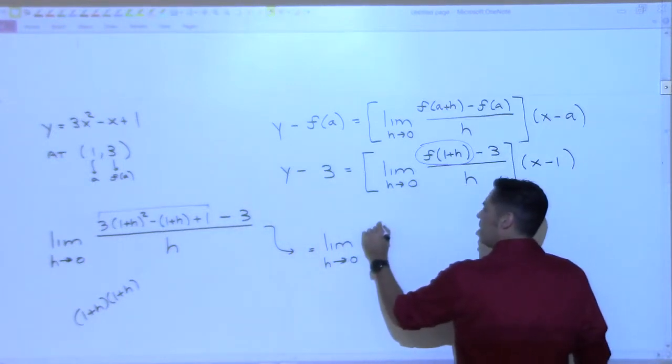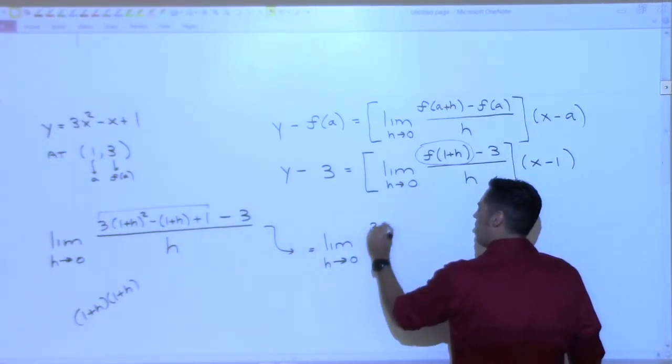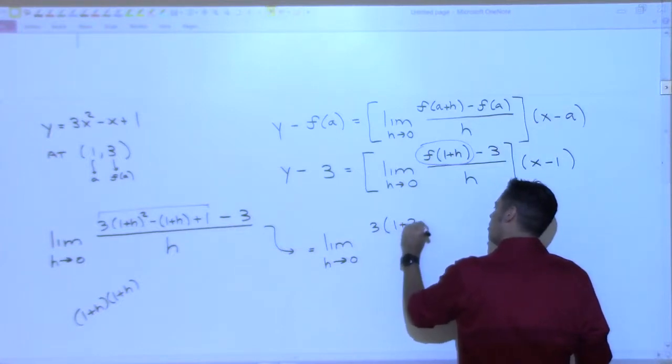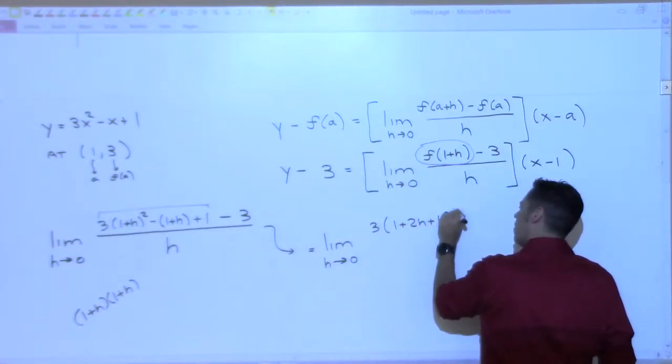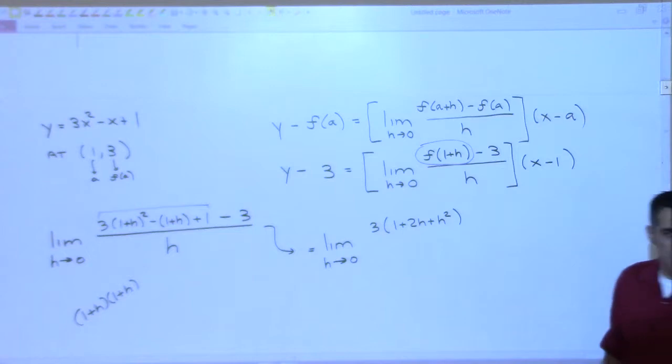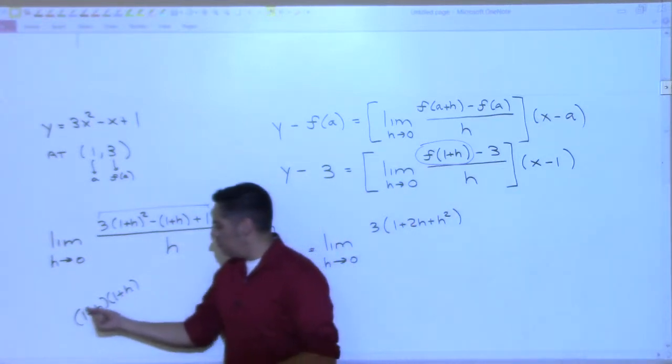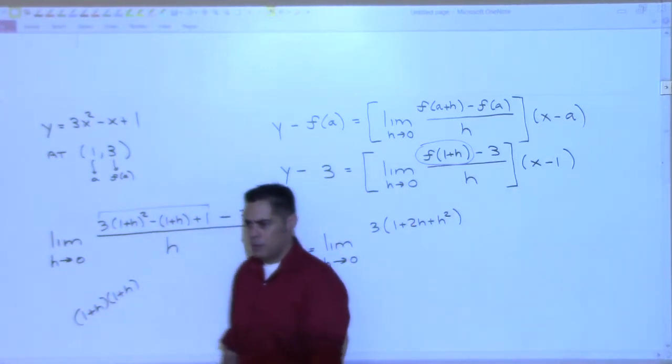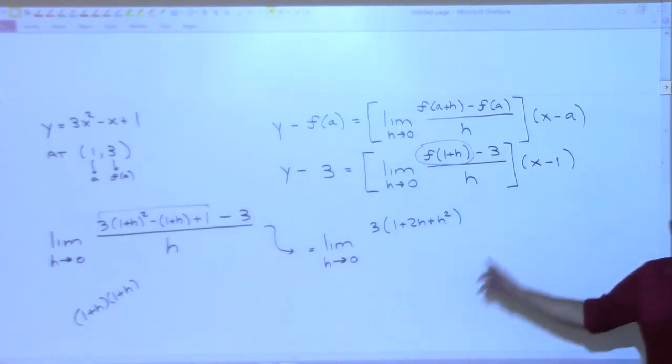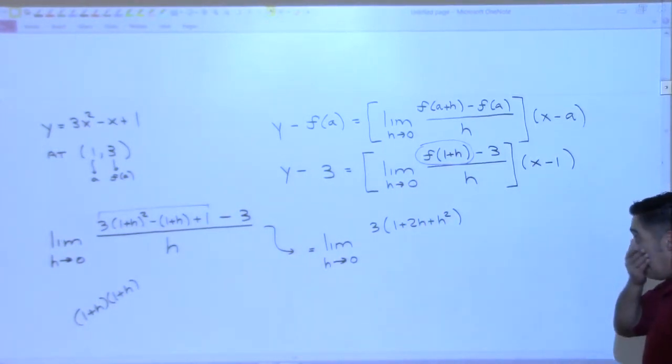So I still have a 3 out front, don't I? 3, and then when I do that, it's 1 plus 2h plus h squared. Is that what you said? Right? That's what would happen if you FOIL this out and then collect like terms. We cool with that? Yeah. All right, now what do I still have next to that?